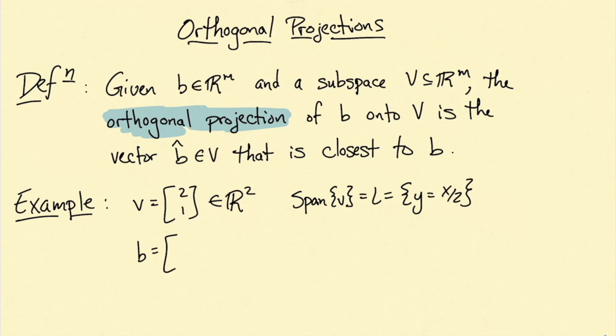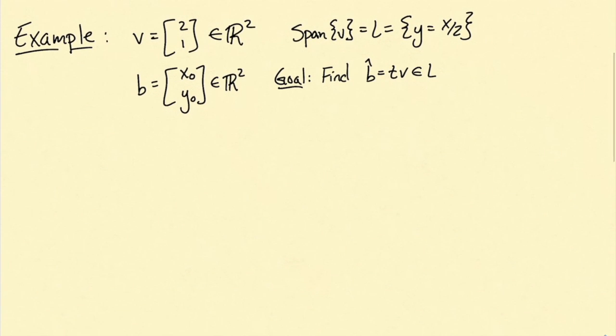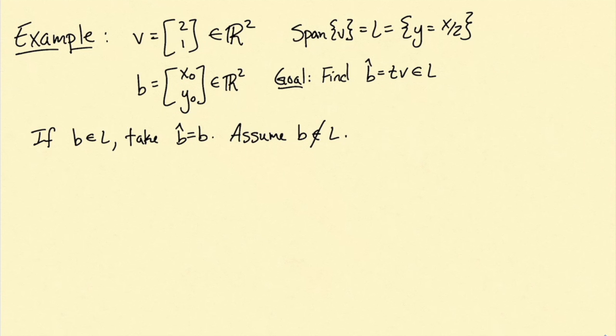We're going to take a vector b, and we're going to let the coordinates of this vector be x0 and y0. Our goal is to find the vector b hat, which lives in L, so is of course t times v for some t, that is the closest vector on that line to b. If b lies on the line, then we can simply take b hat to be b. So we might as well assume that b does not lie on the line L.